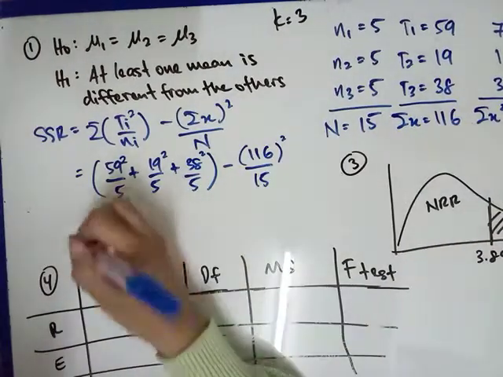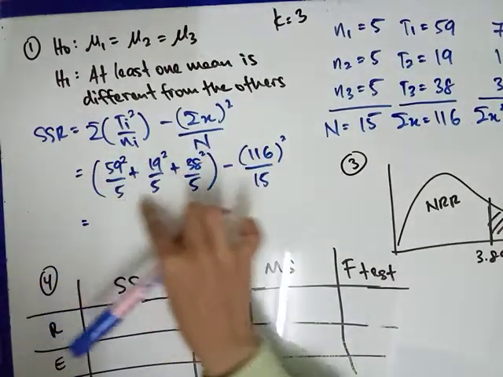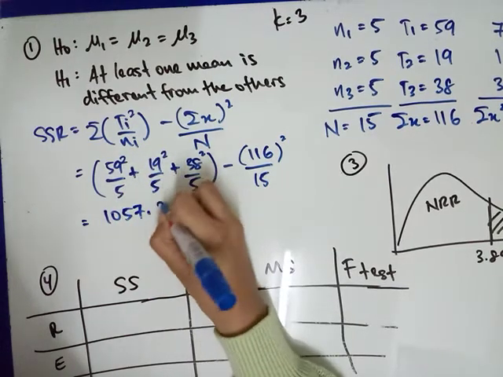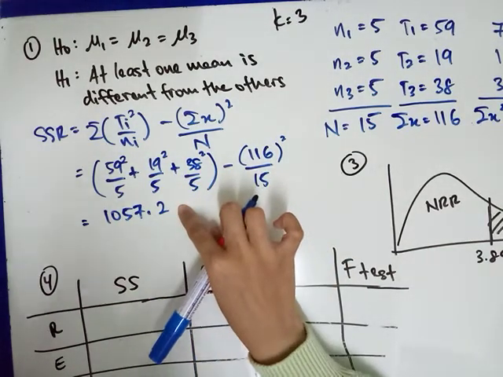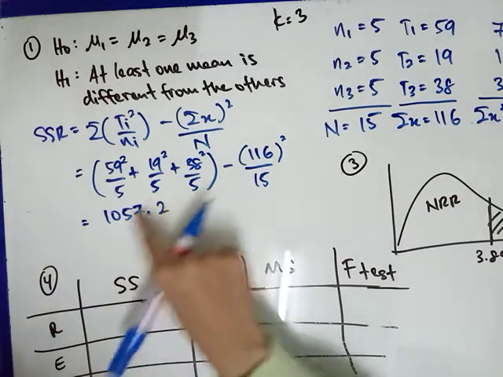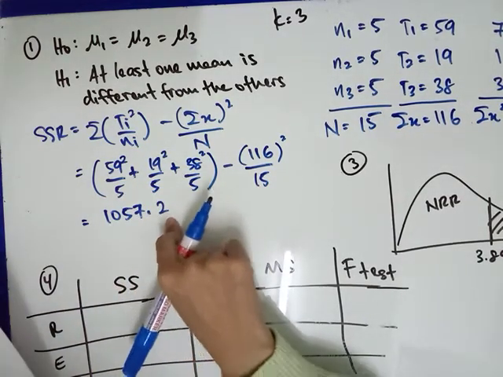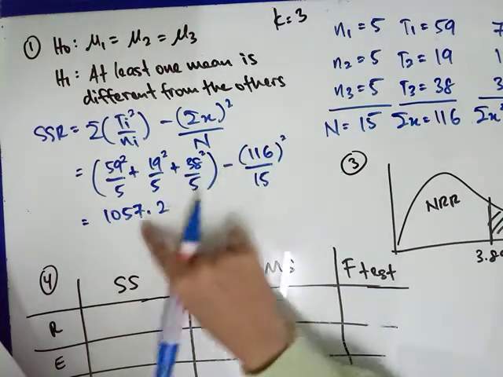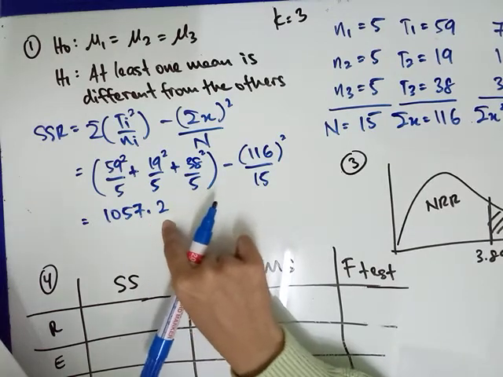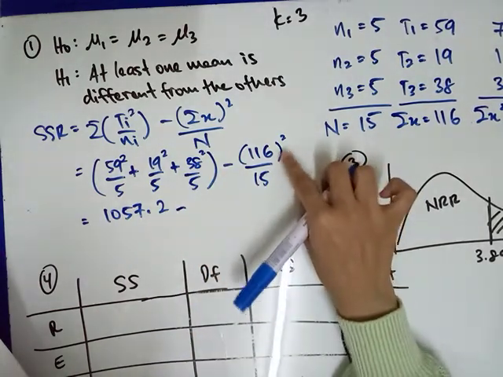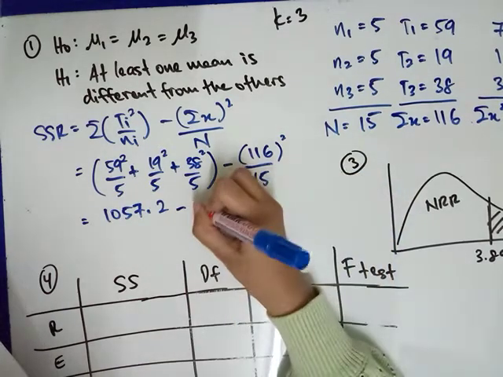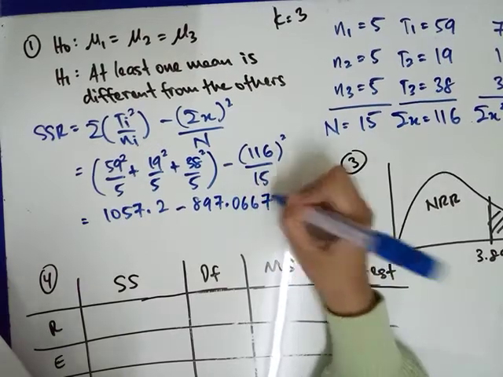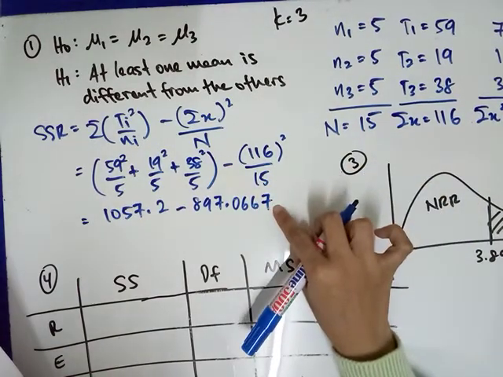Okay, and then calculate this one, you will get 1057.2. Calculate ini one by one first. Okay, kenapa? Sebab later awak akan guna this value 1057.2. You will use this value for SSE pula, so awak tak perlu nak kira banyak kali dah. Just take this value 1057.2 minus 116 square divide 15. You will get 897.0667. Okay, take 4 decimal places.